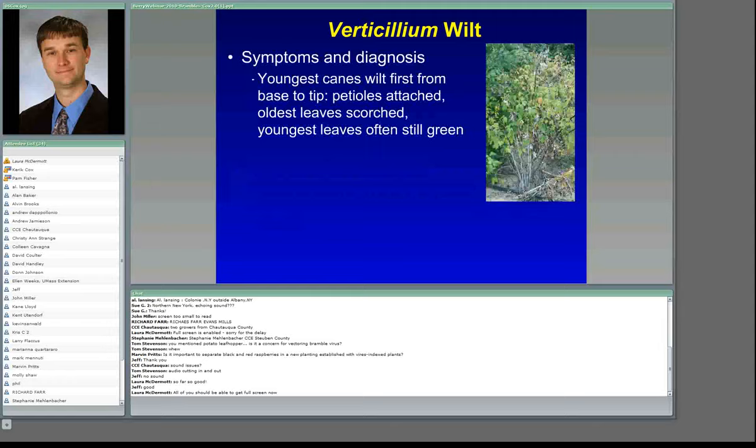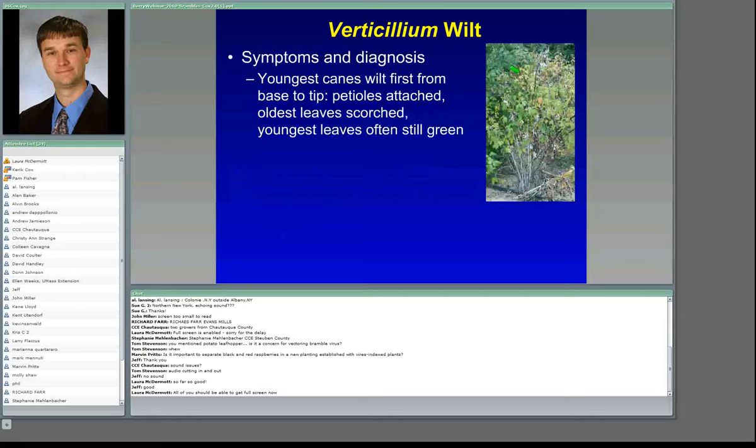Symptoms and diagnosis. What will end up happening first is the young canes will wilt, from the base to the tips. The petioles will remain attached, and the older leaves will look scorched. You can see some of the older leaves down here at the base of this cane. In particular, they are sort of crispy, torn up and messed up. However, some of the younger leaves at the top are green. So that's one thing to look for.